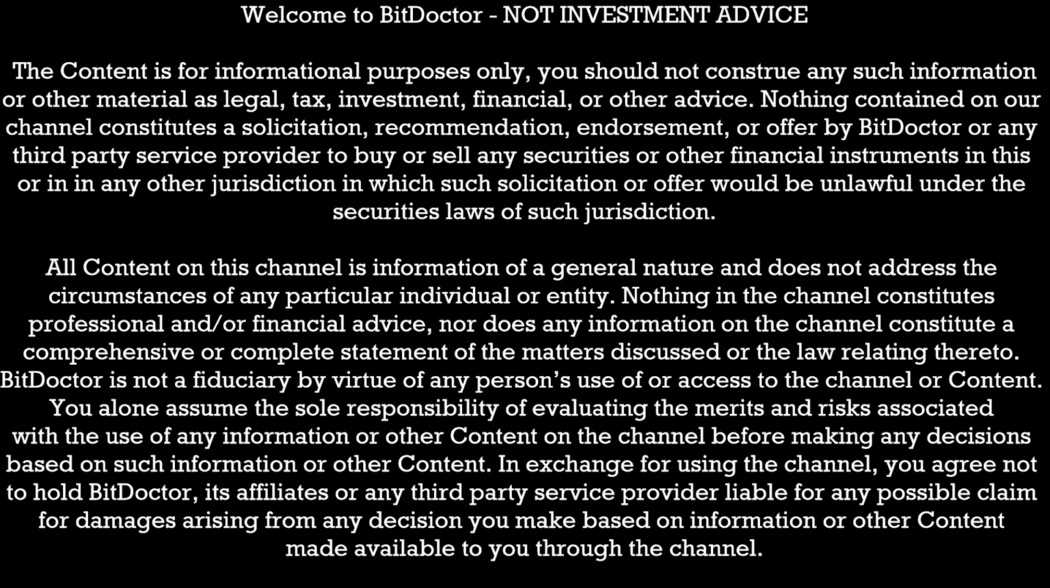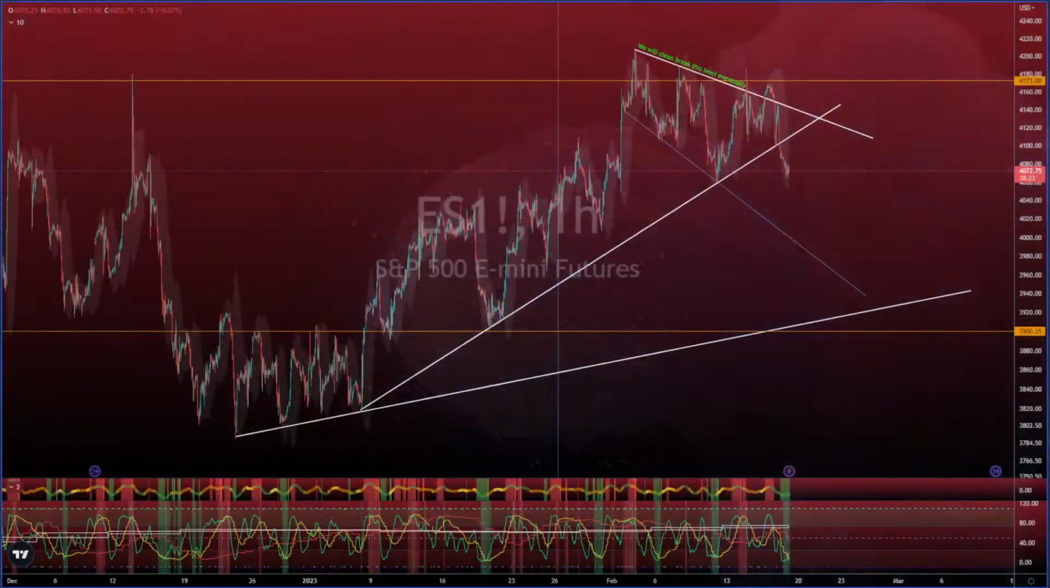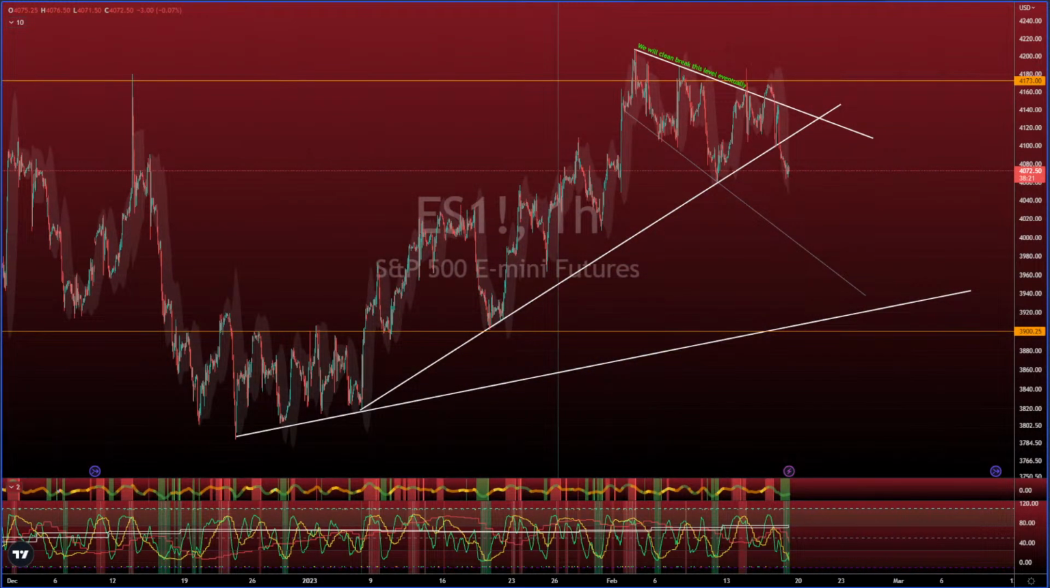I'm going to be taking a look at the S&P 500 today. I'm actually going to be taking a look at a pattern that I've seen on the S&P 500. So let's just go ahead and take a look at it. What I'm looking at here is commonly referred to as a bump and run reversal.